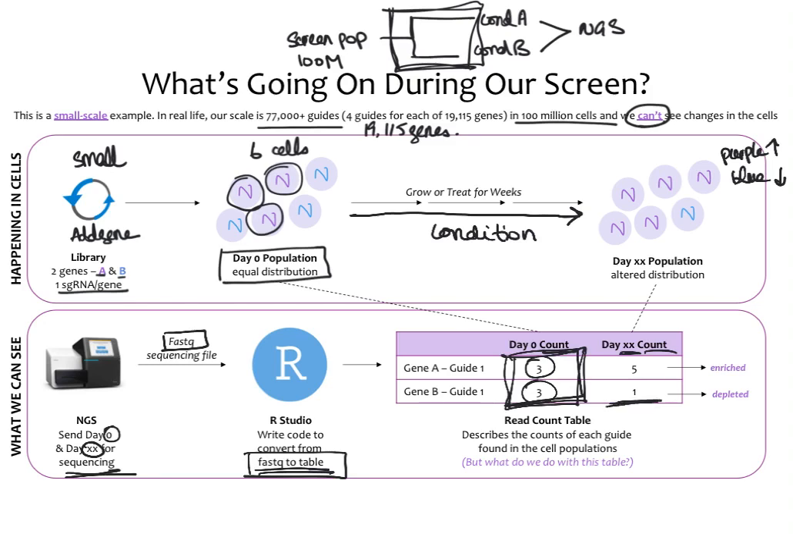And then this is what we're gonna see. So this is what has changed. So now at the end of our screen, we have 5 of gene A and we only have 1 of gene B. So that means that compared to the beginning of our screen, gene A has been enriched and gene B has been depleted. So this table is really going to tell you at the end, once you've done the entire screen and sent it for sequencing, how the guides have changed over time. And how the guides have changed over time is going to tell you which genes matter in your screen. So the next step is really to understand what we do with this table, how we analyze it.